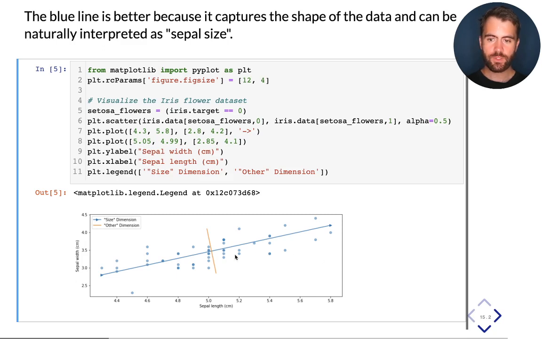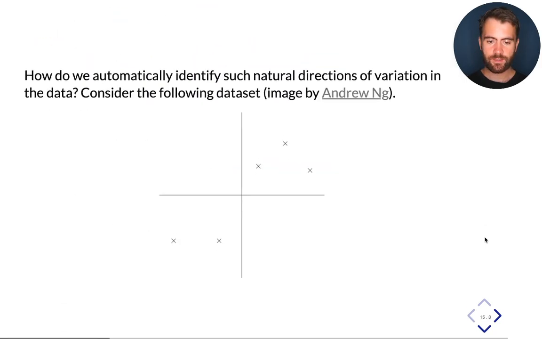One way in which we can do this is via the observation that the points here, if we were to project them on the blue line, would be more spread out than if we were to project all of them on the orange line. And this is what we mean by maximizing the variance of the data. Intuitively, the blue line is better because the points when projected on it are more spread out. And this is the intuition that I'm going to look at again in a second.